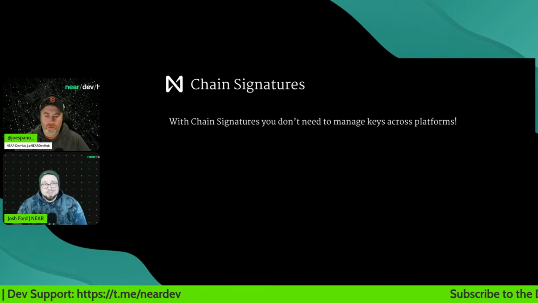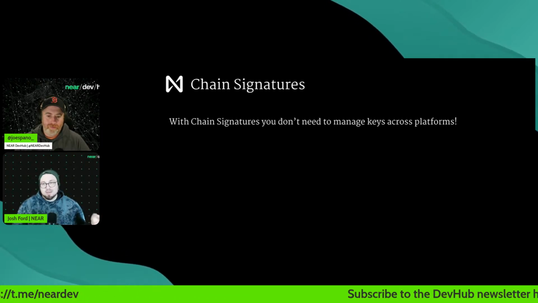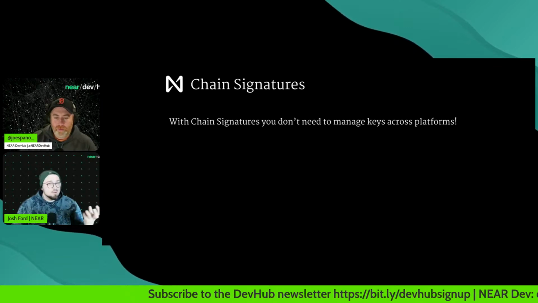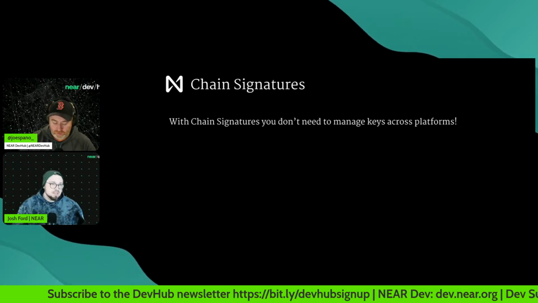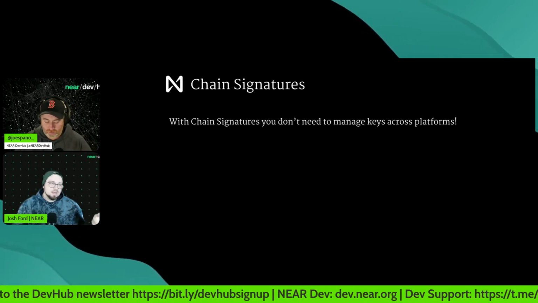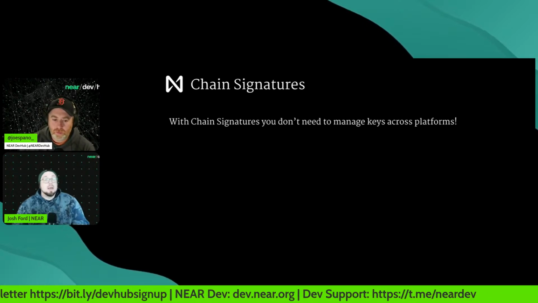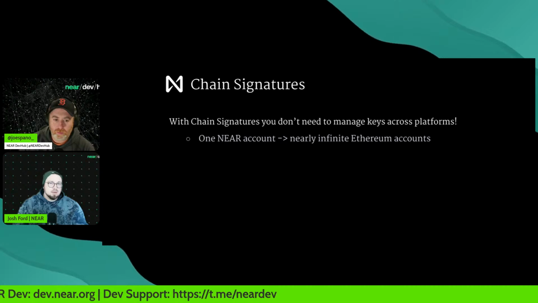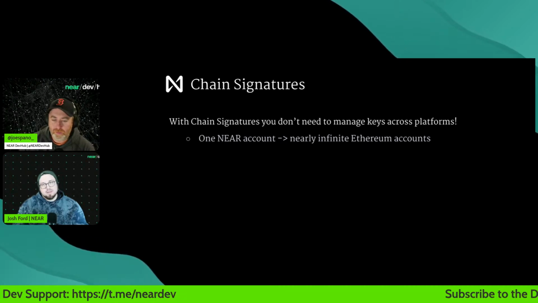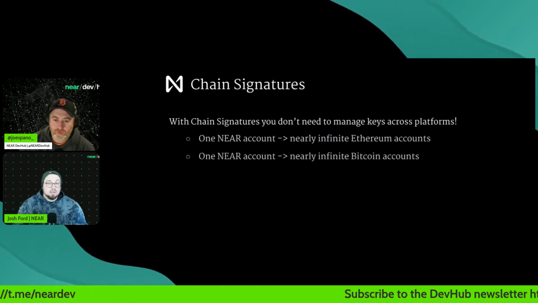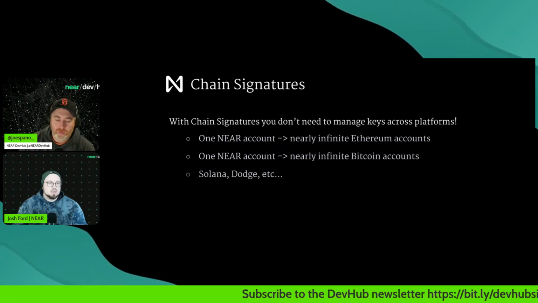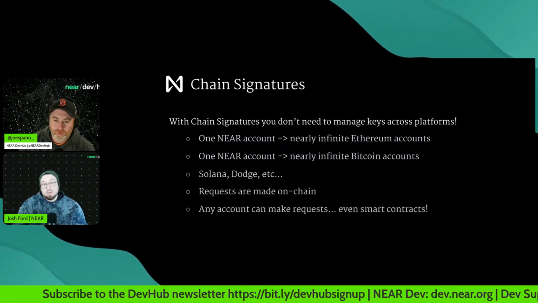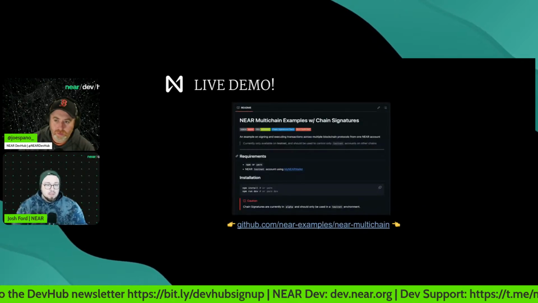With chain signatures, what's really cool is that you don't need to manage keys across platforms. You just have one account, and now you have a nearly infinite amount of accounts for different platforms, for different chains. And you don't need to sit there and try to manage all your private keys. You just need to manage one account, actually. Again, one Near account, nearly infinite Ethereum accounts, one account, nearly infinite Bitcoin accounts, and the same with Solana, Doge, etc. The requests are made on chain, and any account can make requests, even smart contracts.